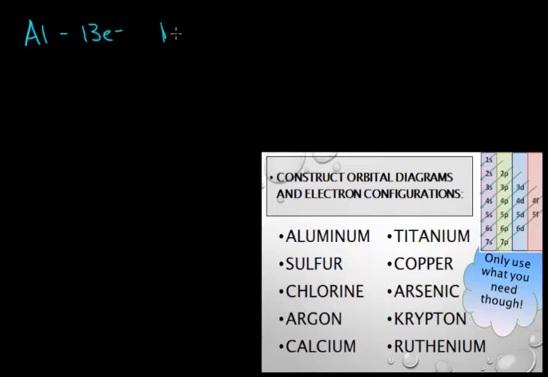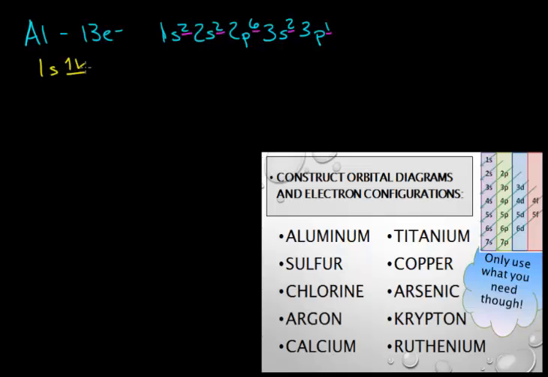Aluminum has 13 electrons. Its symbol is Al, and its electron configuration is 1s2, 2s2, 2p6, 3s2, 3p1. This is the electron configuration for aluminum. The exponents here are representative of the numbers of electrons, where 2 plus 2 is 4, plus 6 is 10, plus 2 is 12, plus 1 is 13. 13 electrons.